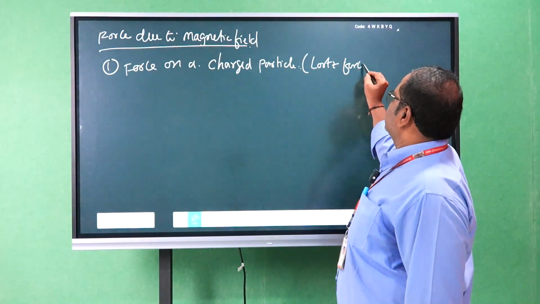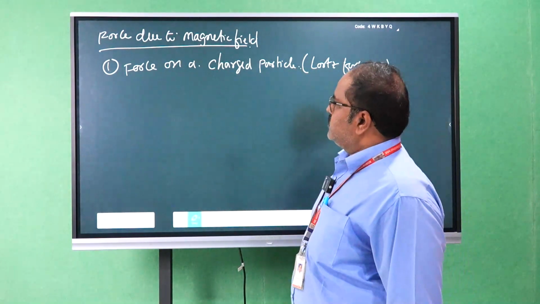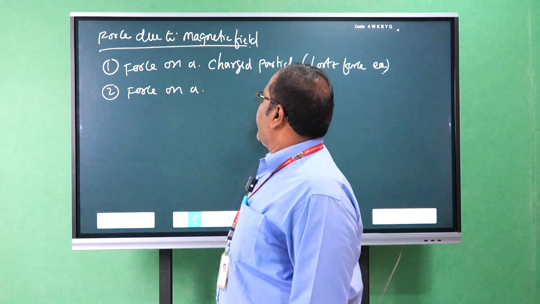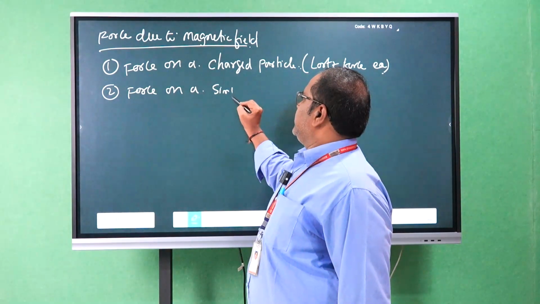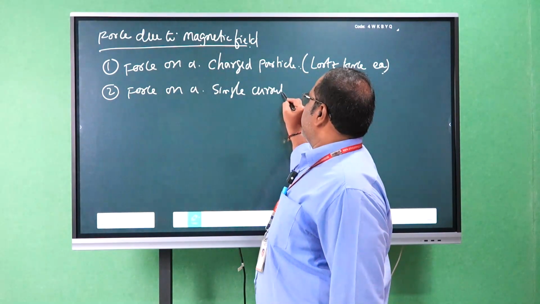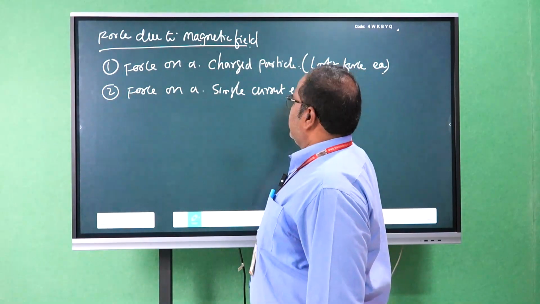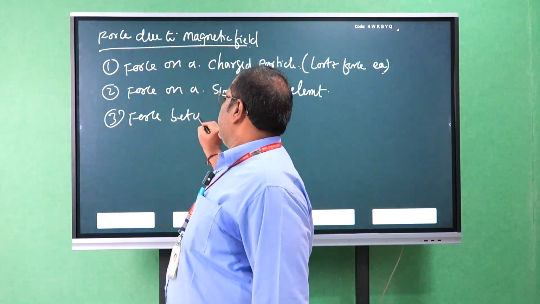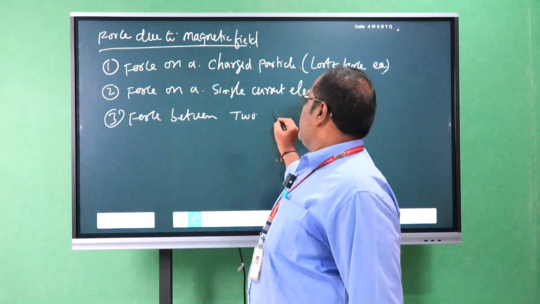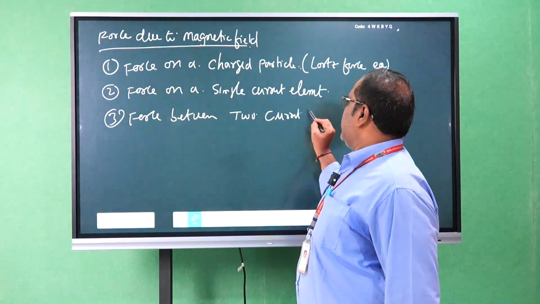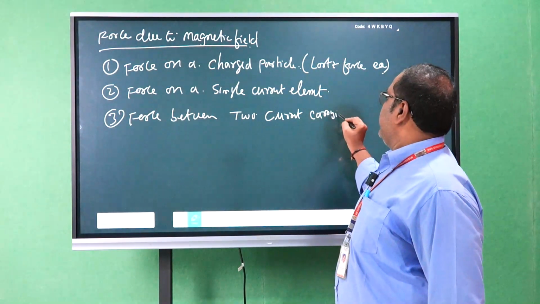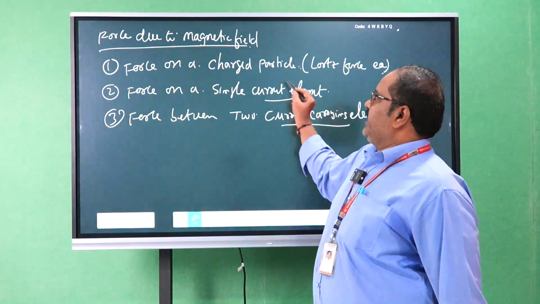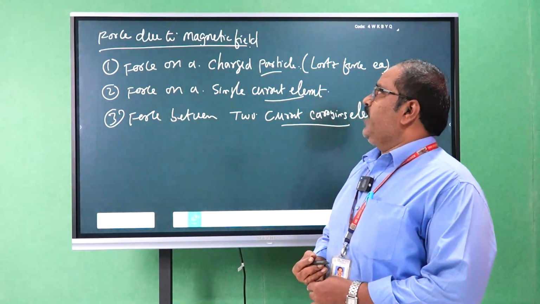This is the Lorentz force equation. Second one is force on a single current element. Third one is force between two current carrying elements. This section will continue in the next stage, the force due to magnetic field.